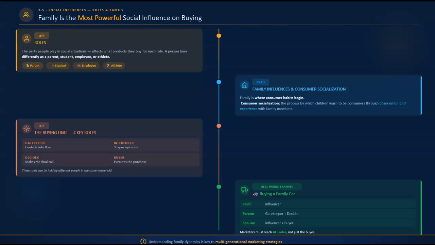The buying unit has four key roles. The gatekeeper controls the information flow. The influencer shapes opinion. The decider makes the final call. The buyer executes the purchase. These roles can be held by different people in the same household.